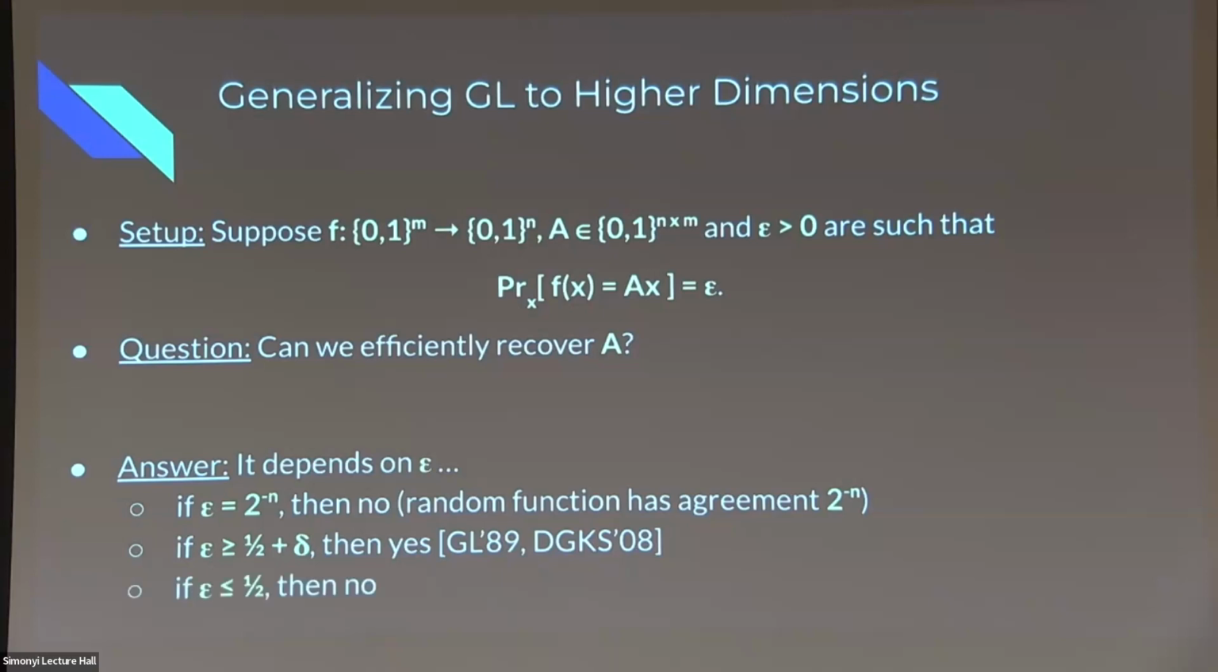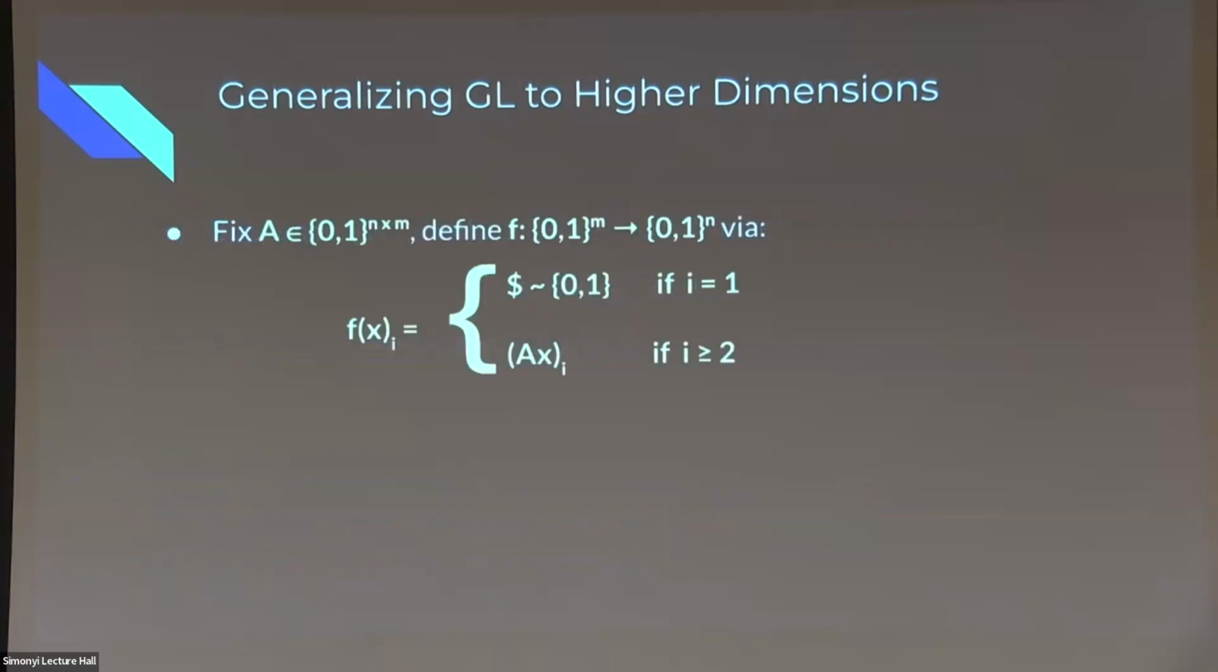Sort of more interestingly, as soon as epsilon is less than 1/2, the answer is no, you can't actually recover a. To see this, you can consider this counterexample function. In my experience working with this problem, it's not a formal statement, but this turns out to be the hardest counterexample to get around. A lot of the analyses that you hope work fail because of this type of function. So, what's this function?